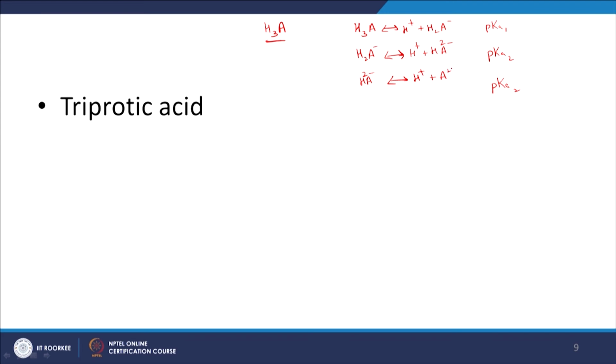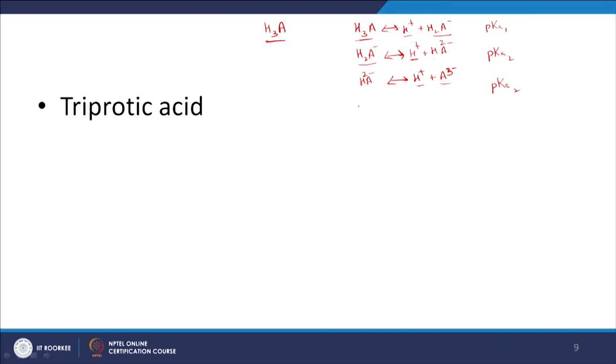And I think I messed something up, right. It is going to be 3- here. Okay. So, H3A is going to dissociate into H+ and H2A-, and again this H2A- is going to further dissociate into H+ and HA2-, and HA2- is again going to further dissociate into H+ and A3-.